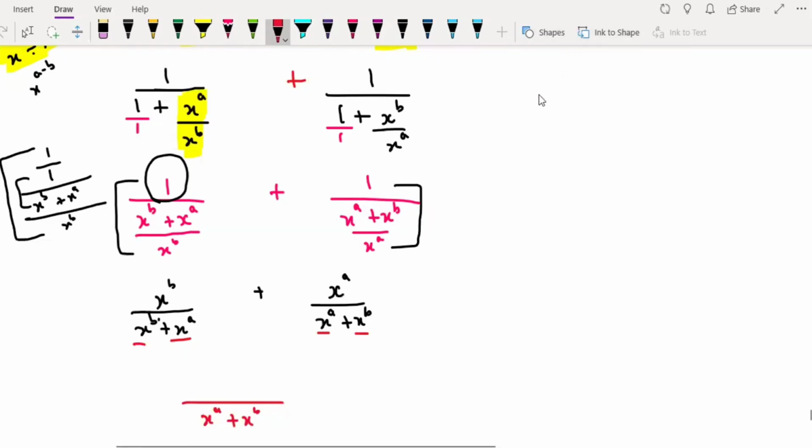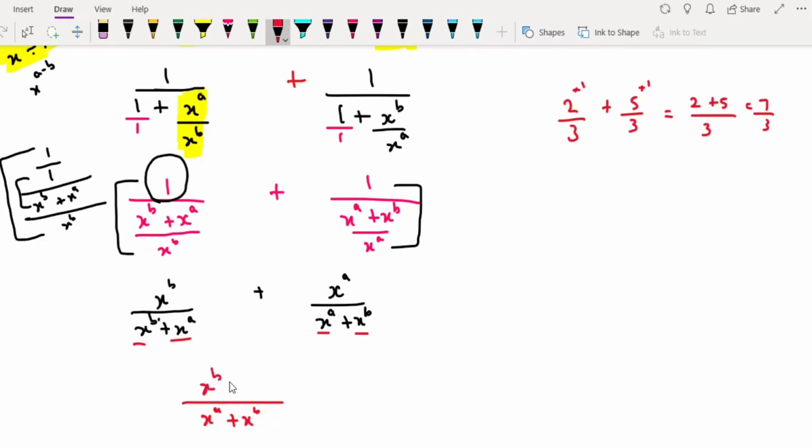For one numerical example, I'm going to give you 2 by 3 plus 5 by 3. We need to take out the LCM, and in both terms the denominator is the same, so the LCM is going to be the same. So we just multiply by 1 into 1, and we get the same numerators, 2 plus 5. You can add up and get 7 by 3. The same thing we are going to apply over here. So just add your numerators, that is x to the power of b plus x to the power of a.